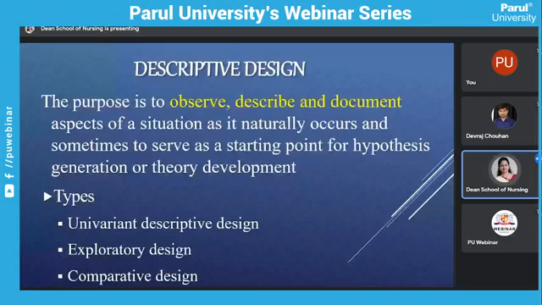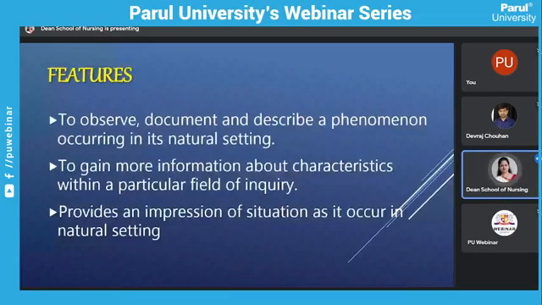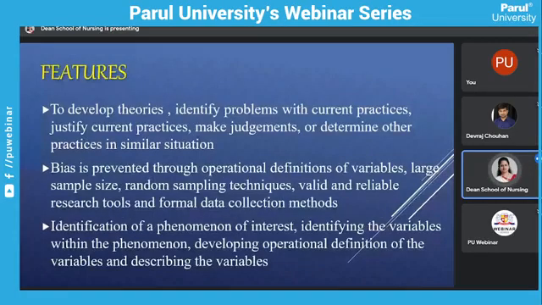The main features of this: to observe, document, and describe a phenomenon in its natural setting, and to gain more information about the characteristics within a particular field of inquiry. It provides an impression of the situation as it occurs in a natural setting. It is used to develop theories, identify problems with current practices, justify current practice, make judgments, or determine other practices in similar situations. Bias is prevented through operational definitions of variables, large sample size, random sampling technique, valid and reliable research tools, and formal data collection methods.